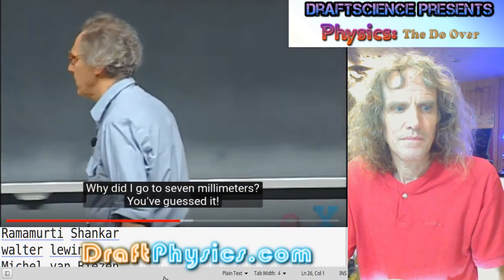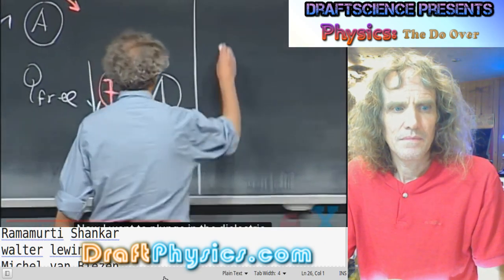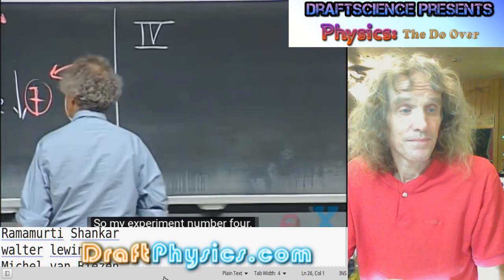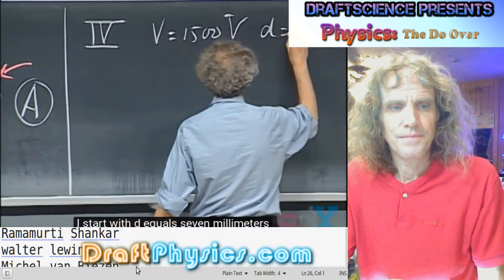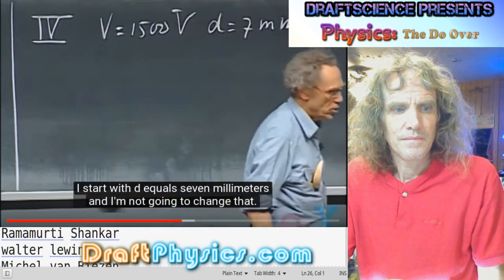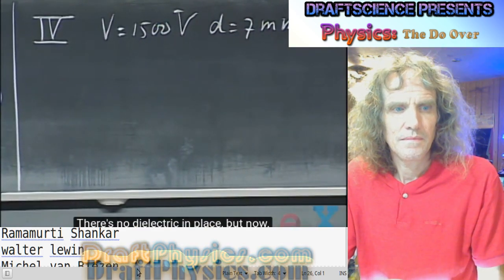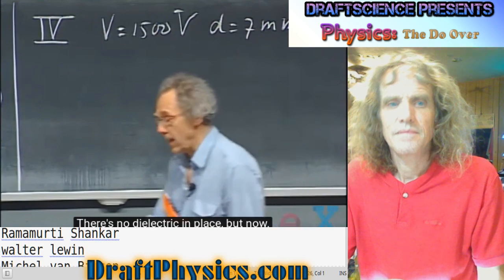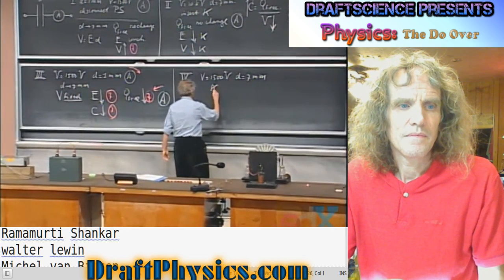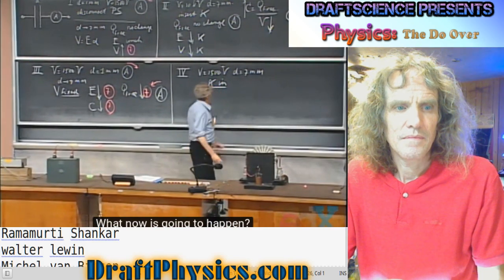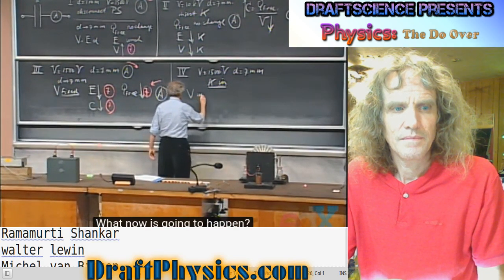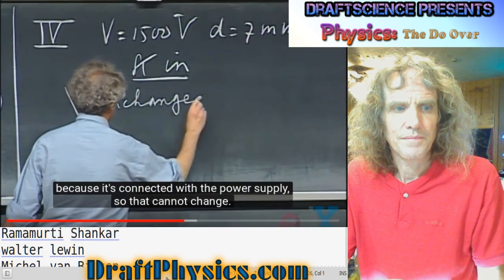Why did I go to 7 millimeters? You've guessed it. Now I want to plunge in a dielectric. So in my experiment number 4, I start with 1500 volts. I start with d equals 7 millimeters, and I'm not going to change that. There's no dielectric in place, but now I put the dielectric in. So kappa goes in. What now is going to happen? Well, for sure, V is unchanged because it's connected to the power supply.